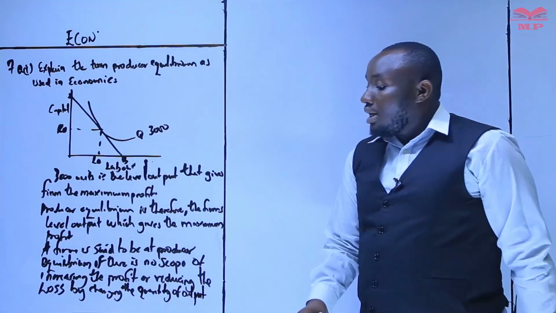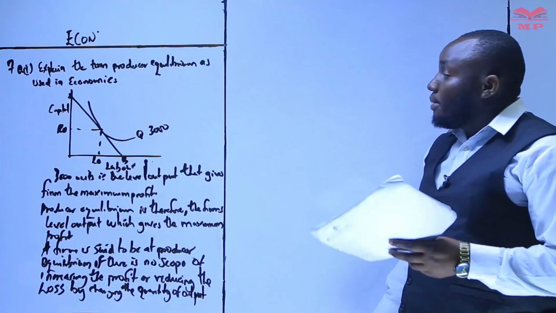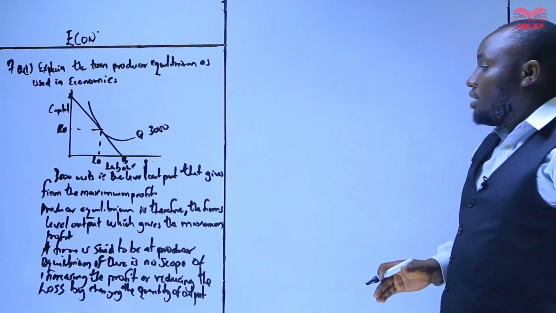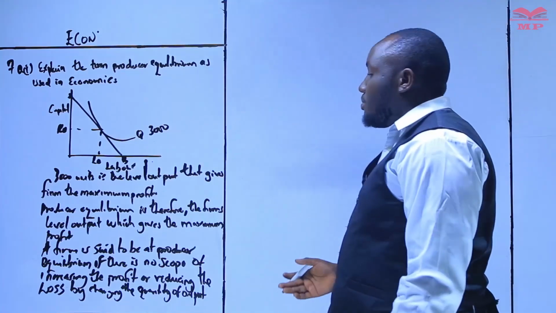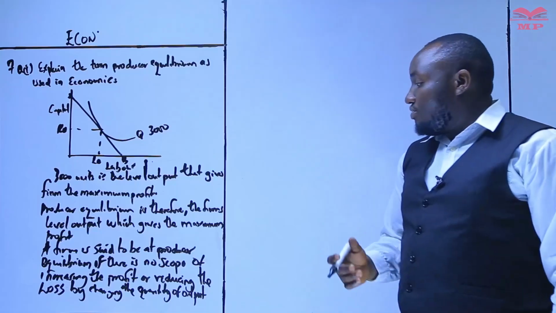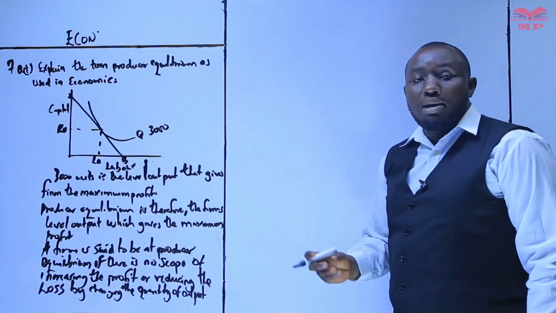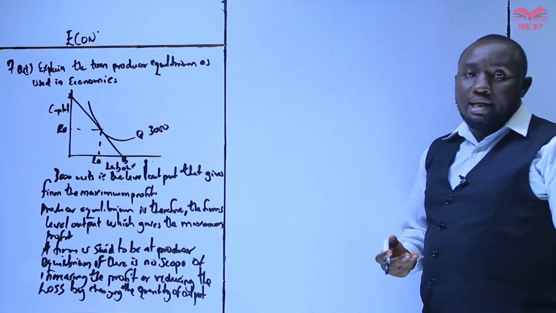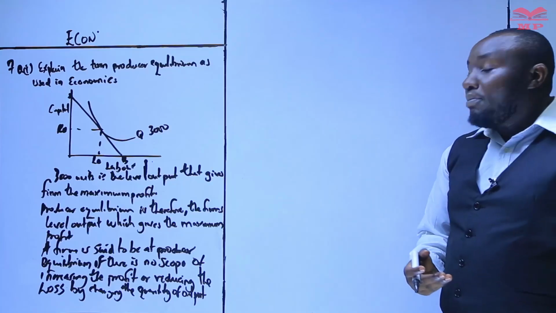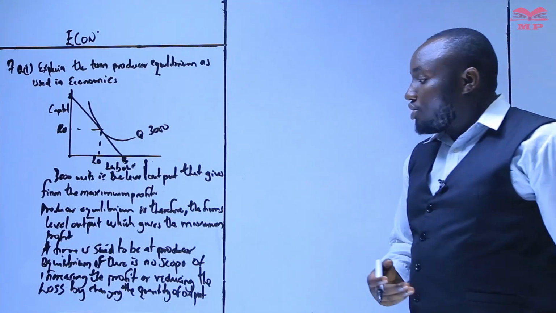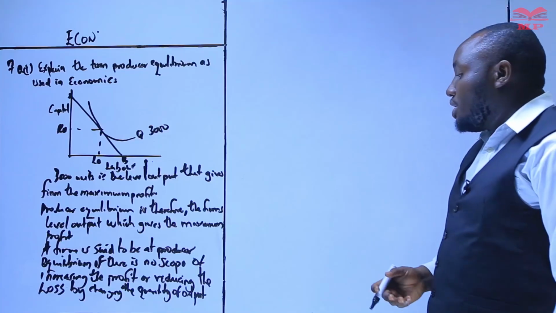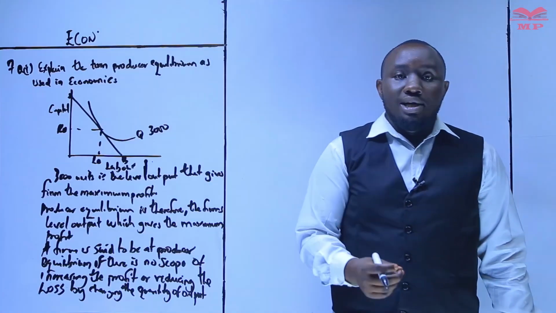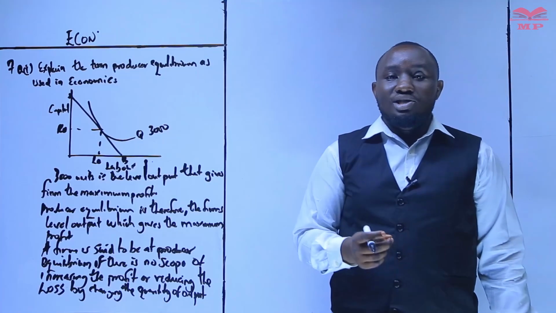So if you look at that question, it is particularly tackling 2 marks, but it's expounded fully. That is the diagram. At 3,000, that is where we have producer equilibrium. So 3,000 units is the level of output that gives the maximum profit. You say producer equilibrium is therefore the firm's level of output which gives the maximum profit. And you say that when a firm is at producer equilibrium, the firm has no scope of either increasing profit or reducing the loss by changing the quantity of output. That is how we go through that question.